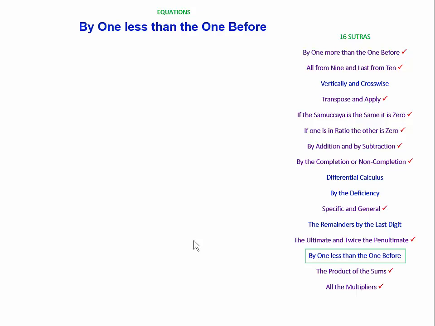By one less than the one before, Ekanyunena Purvena. If we've got x to the 5th, and we differentiate it, we get 5x to the 4th. So we could say, if we've got the integral of y is x to the 5th, then y will be 5x to the 4th. The power goes down by 1 when we do this differentiation.